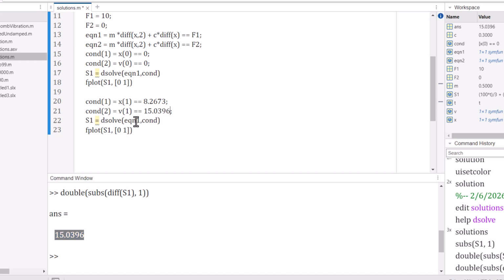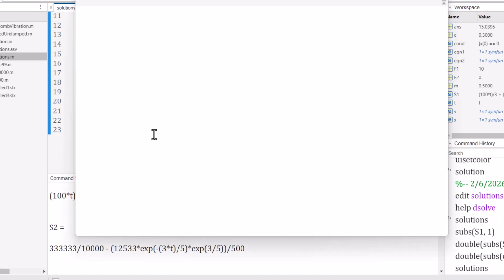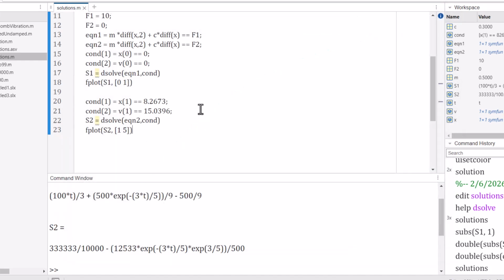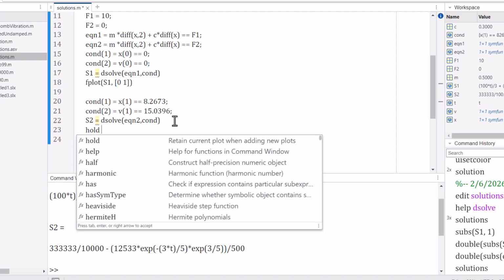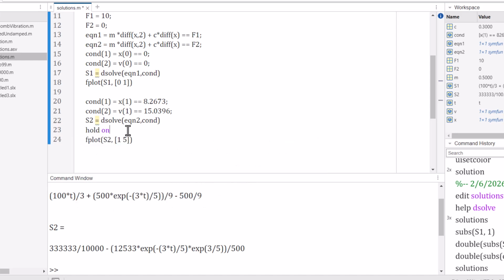And here I'm going to give equation 2 and S2 and plot it from 1 second until 5 seconds. I run the code. Okay, I forgot something. I had to type hold on, so this line is not going to overwrite this line.